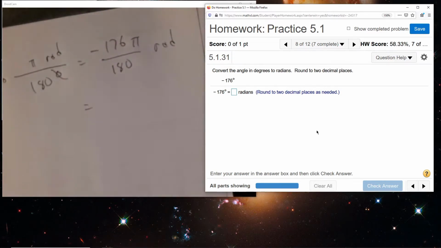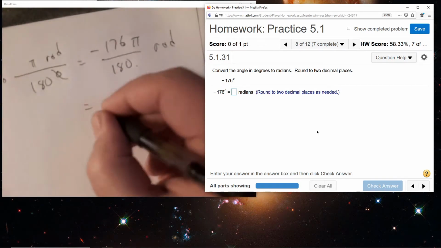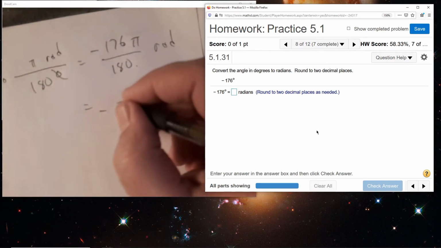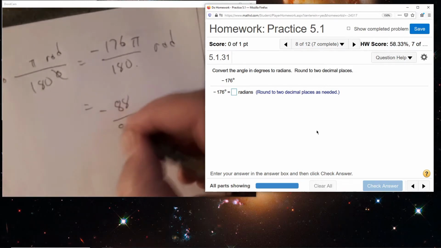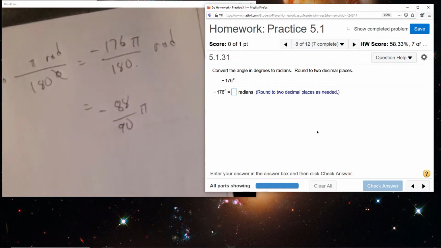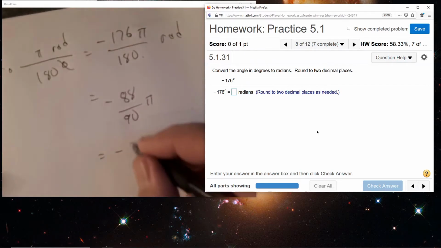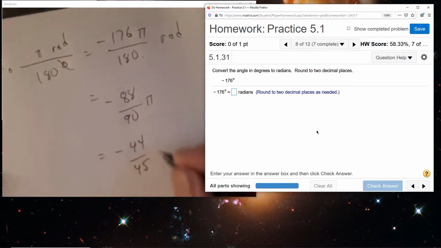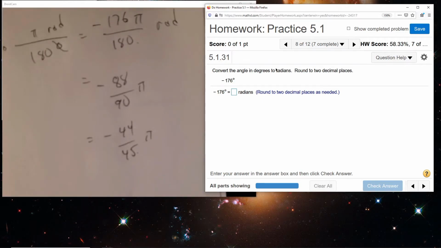And when numbers get big like this, I just go for the good old division by 2, since they're both even. And so we'd get 88 over 90. They're both even again, so we can go with another 2. That gives 44 and 45. And 44 is not going to have any factors in common with 45, so this is then our simplified form.